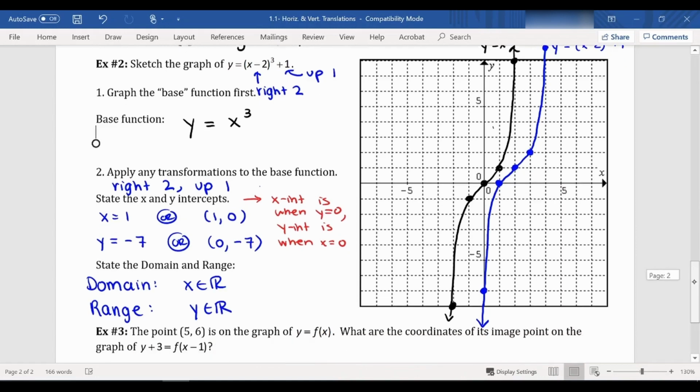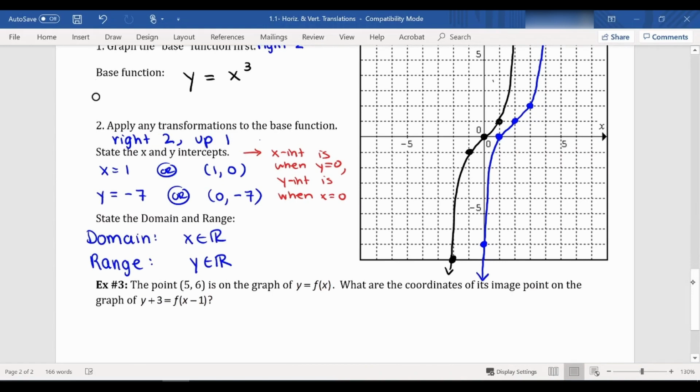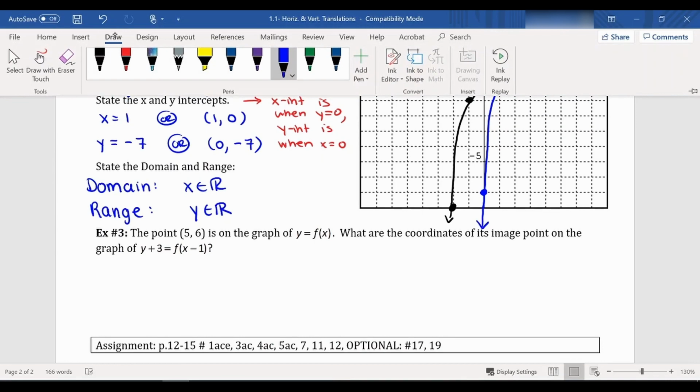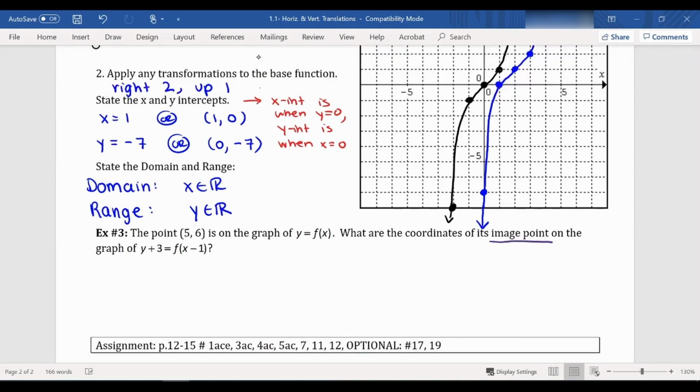Our last question is asking us if the point 5, 6 is on the graph of some y equals f of x. We don't know what function this is. Okay. What are the coordinates of its image point? Image point just means the point on the new transformed graph. So it wants to know, where did this move to? Okay. So we have to figure out what's going on here.